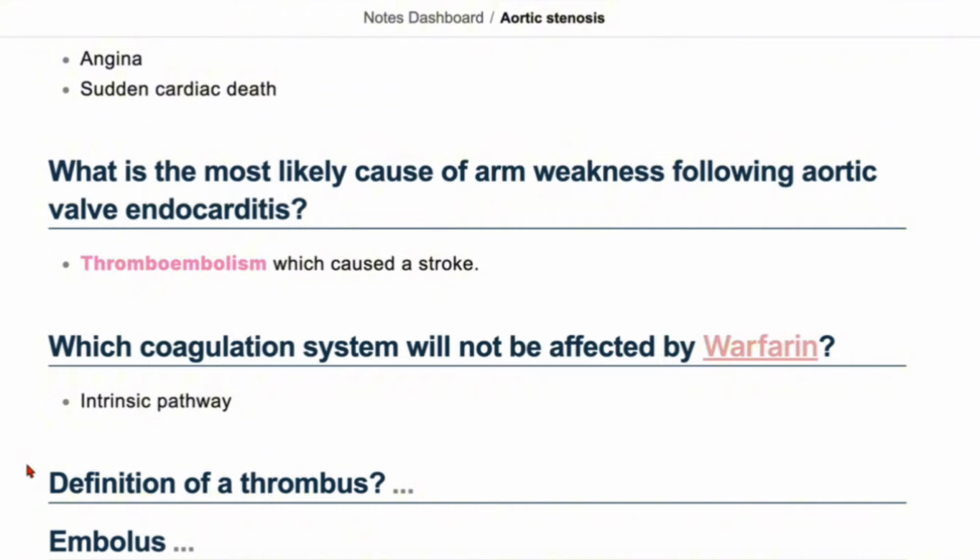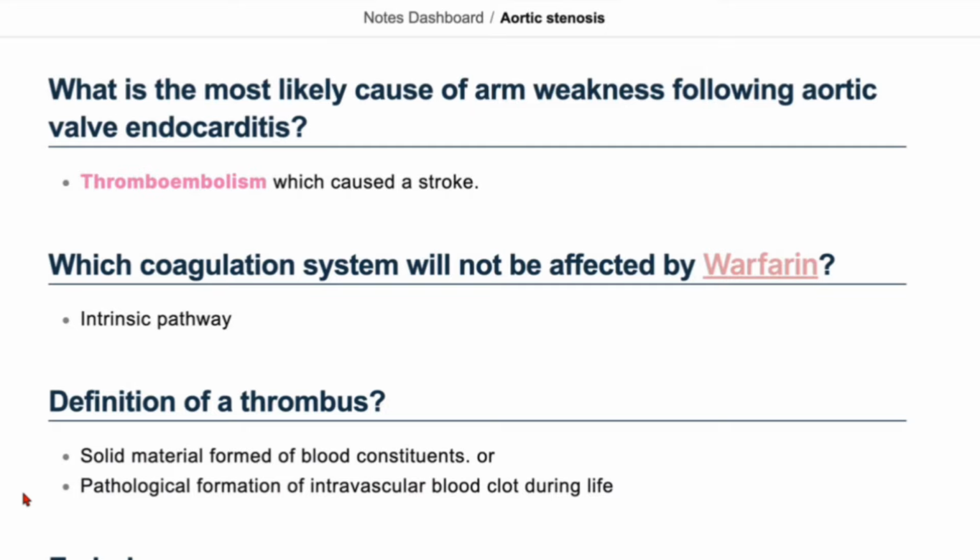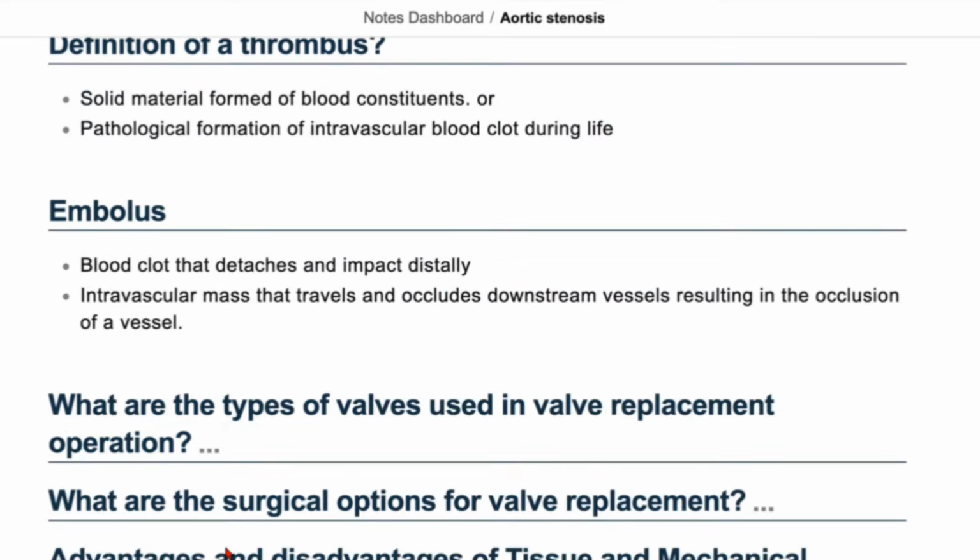What's the definition of a thrombus? So the definition of a thrombus is a solid material that is formed by blood constituents such as platelets and fibrin. And what is the definition of an embolus? So an embolus is a solid clot formed by the aggregation of platelets in direct relation to thromboxane A2. What are the types of valves used in valve replacement, and what are the operations?